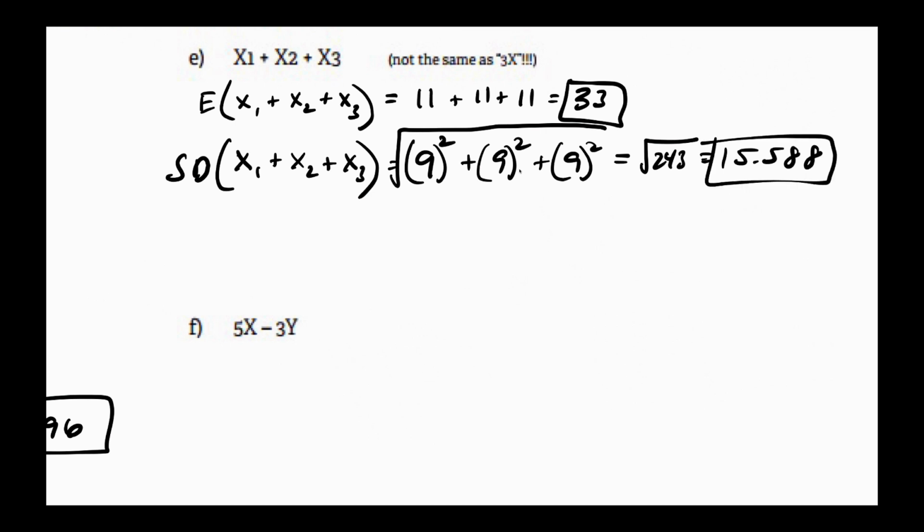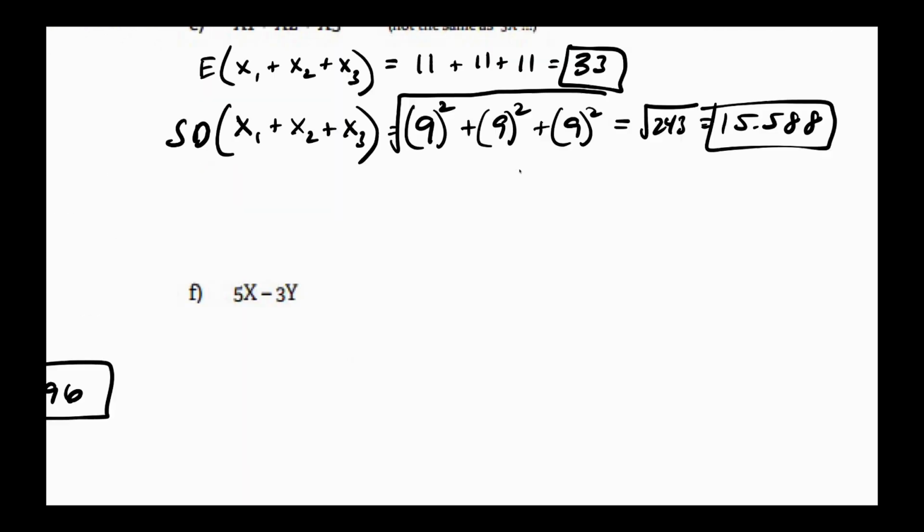That one is different than the one we did 3 times. So even though you think, oh, x plus x plus x, that's 3x, it's not going to give you the same number because the standard deviation is not going to be the same. Expected value will be the same.